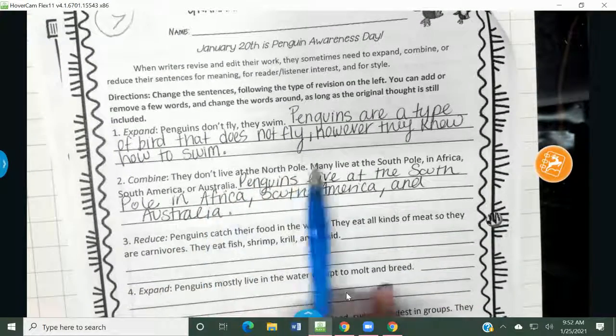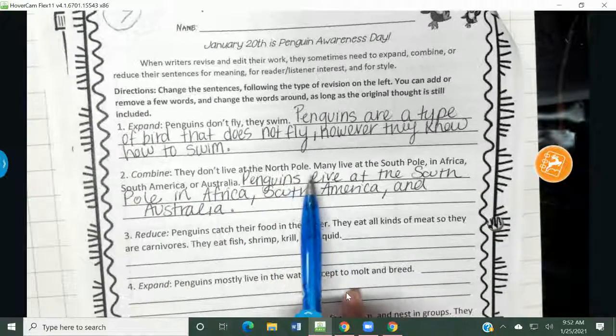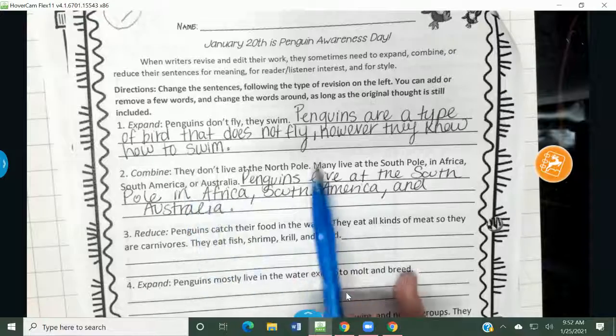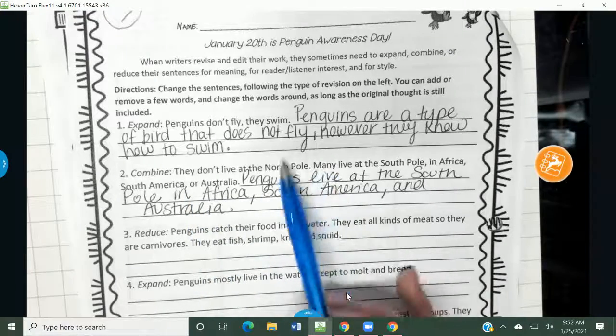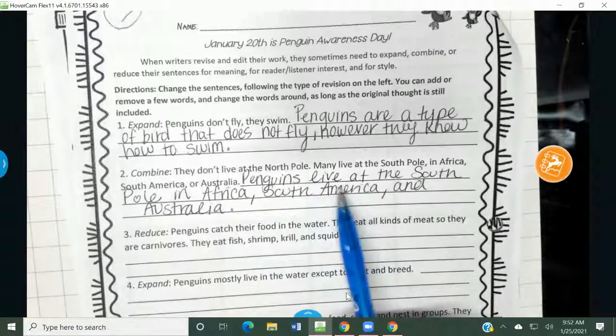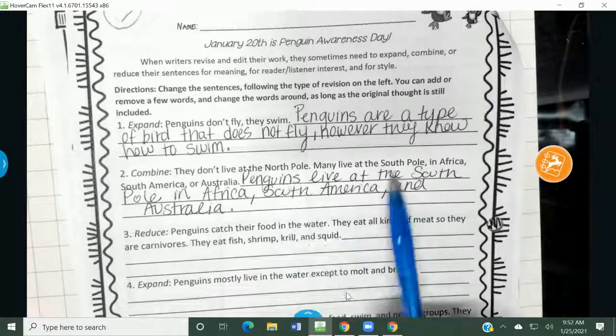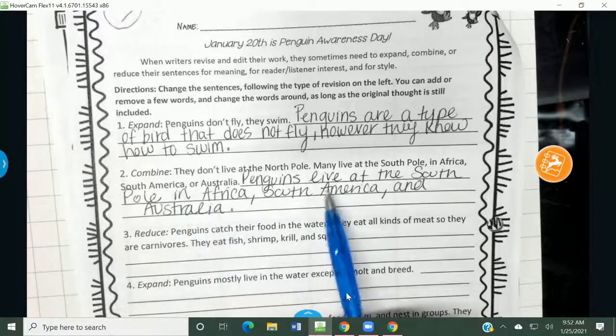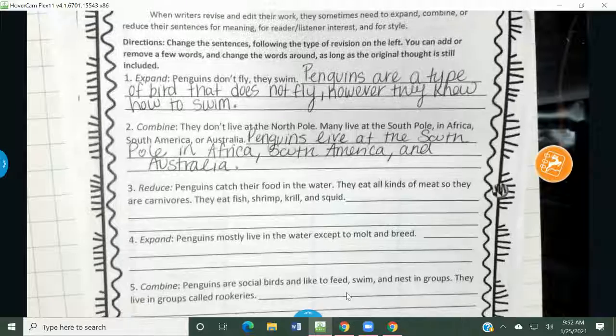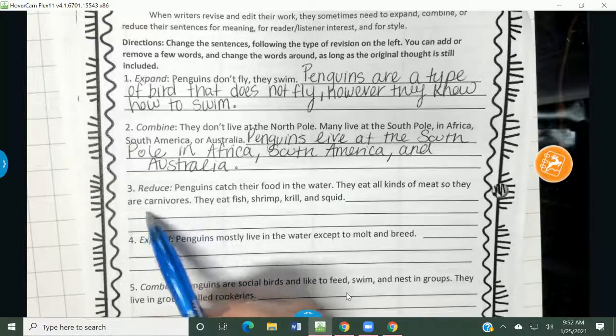So instead of saying they don't live at the North Pole, I just got rid of that part, because I'm still explaining where they do live. And I wrote it in one sentence. Penguins live at the South Pole in Africa, South America, and Australia. All right, and then let's talk about how we reduce.